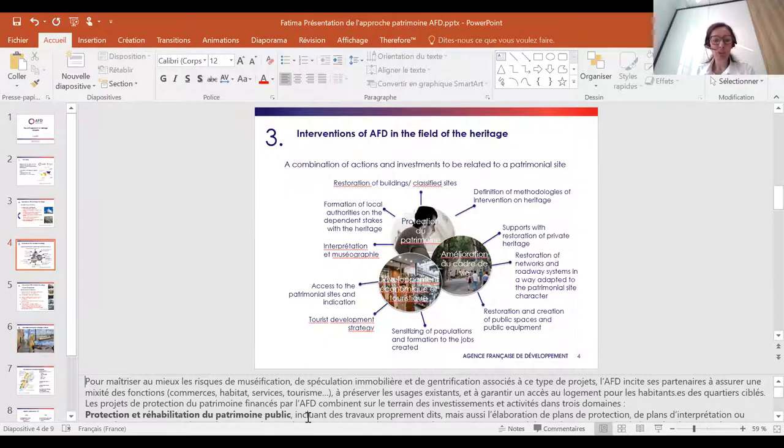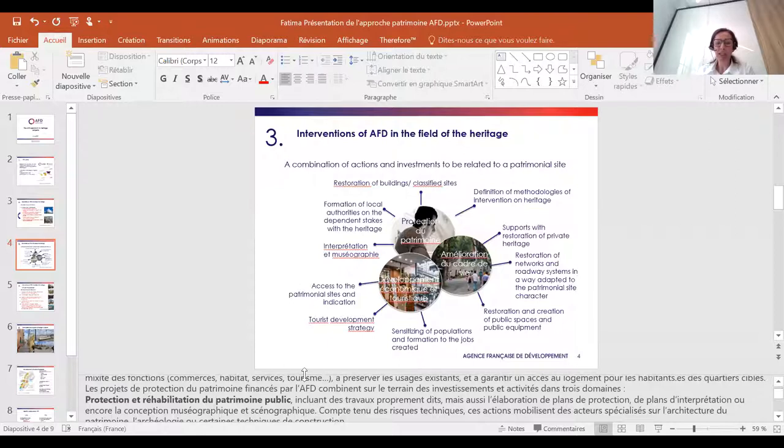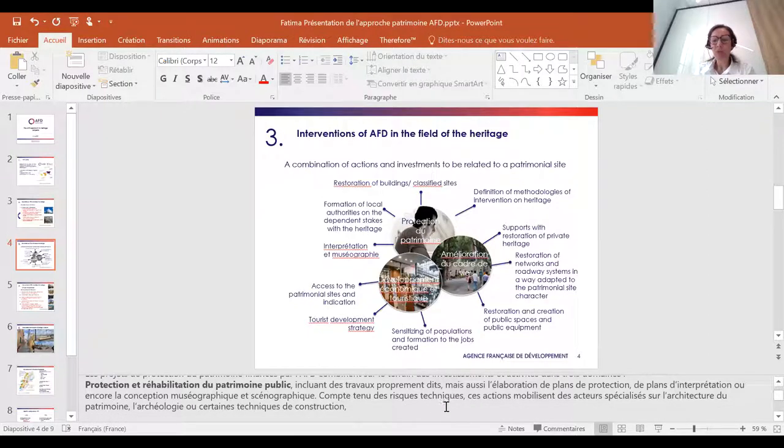Donc, ce schéma montre que la protection du patrimoine, telle que l'AFD la finance, combine aussi bien des investissements et des activités dans trois domaines. D'abord, la protection et la réhabilitation du patrimoine public, qui inclut des travaux proprement dits, mais aussi l'élaboration de plans de protection, la conception muséographique et scénographique. Et compte tenu des risques techniques, ces projets mobilisent énormément d'acteurs spécialisés dans le patrimoine, l'archéologie ou certaines techniques de construction. Et on va faire aussi appel, pour mener ces projets, à la palette d'entreprises et à l'expertise française, qui est très riche en la matière.